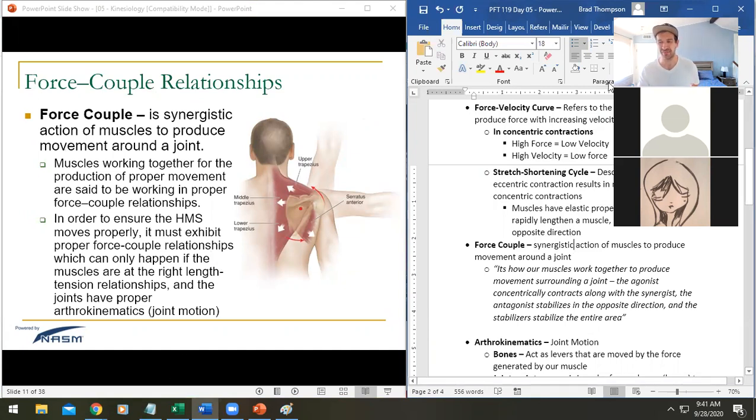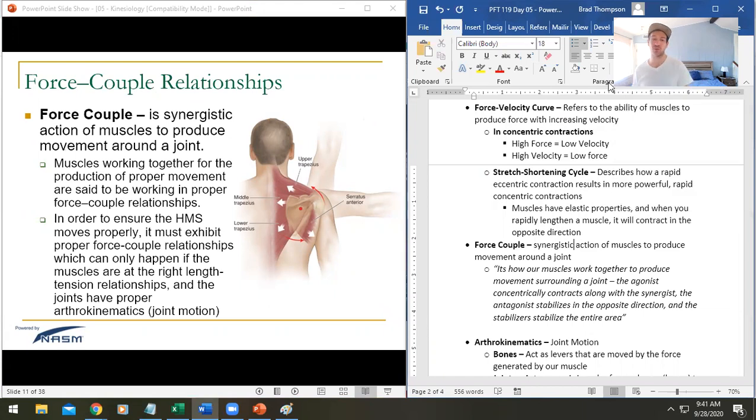All right. Let's look at force couples. What a force couple is, and I'm not talking about Kim and Kanye. That's a force couple. I make that joke every time, and it's so stupid.